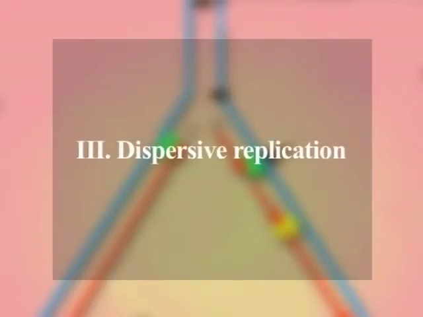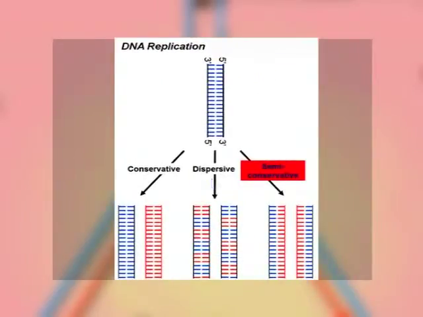Number 3, dispersive replication. Here the parental strands are dispersed into 2 new double helices following replication. Hence, each strand consists of both old and new DNA. This mode will involve cleavage of the parental strands during replication. It is the most complex of the 3 possibilities and is therefore considered to be least likely to occur.